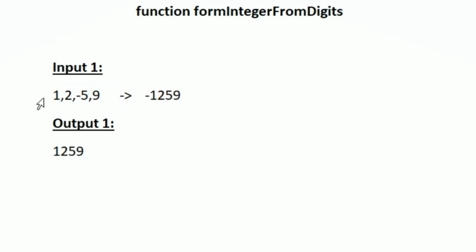And in case there is an even number of digits which are negative, then our output will become positive. For example, if I assume the 9 is also negative, then minus into minus becomes plus, so our output would become 1259. So if we have an odd number of negative digits, then our output will be negative. If we have an even number of negative digits, then our output will be positive. Now let us see how we will be defining this function named formIntegerFromDigits.